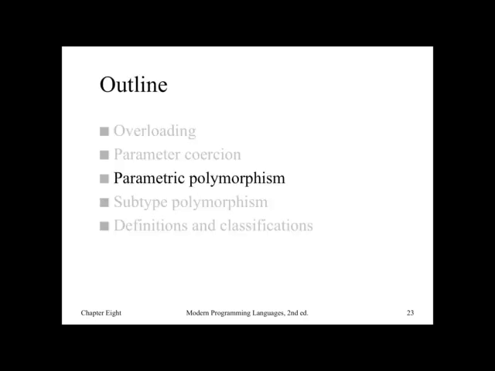Okay, and that's the end of our discussion of coercion and that implicit type conversion. What we're going to come back to on the next one is parametric polymorphism, and we're about at the midway point, maybe a little past the midpoint for this overall chapter 8.